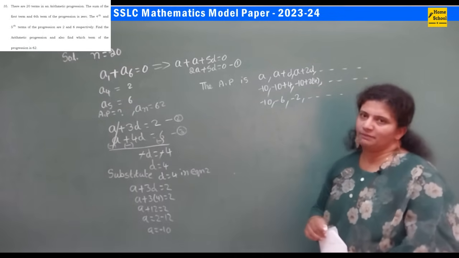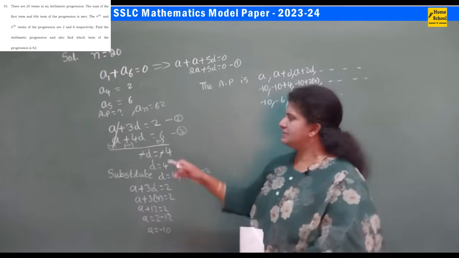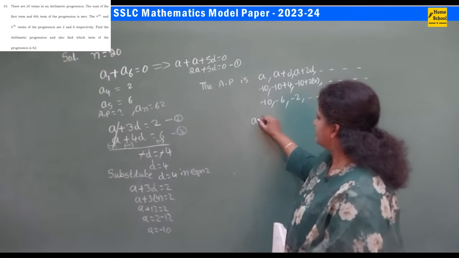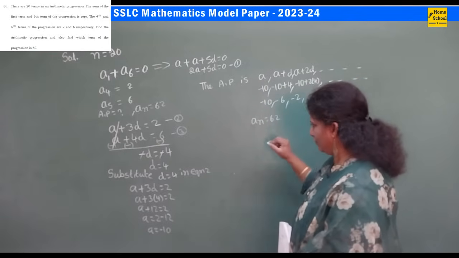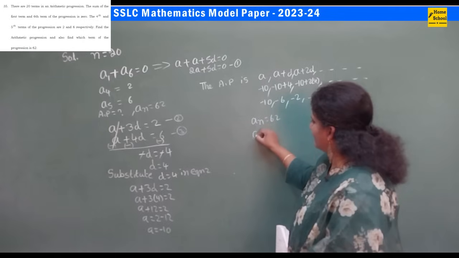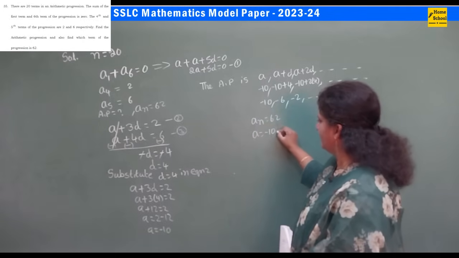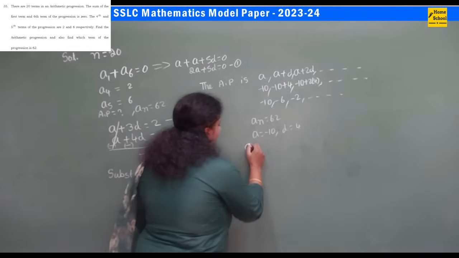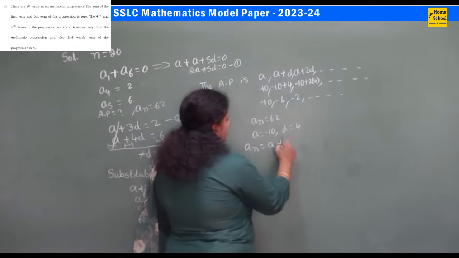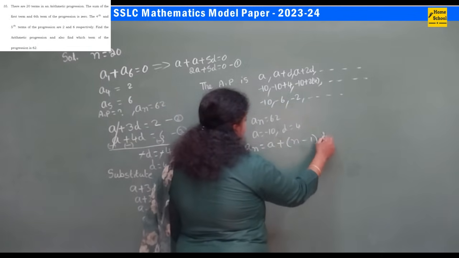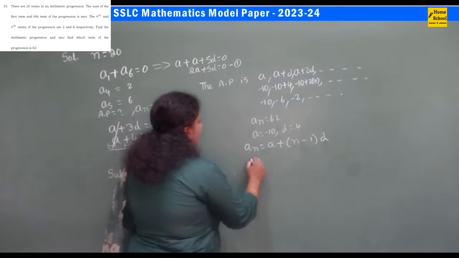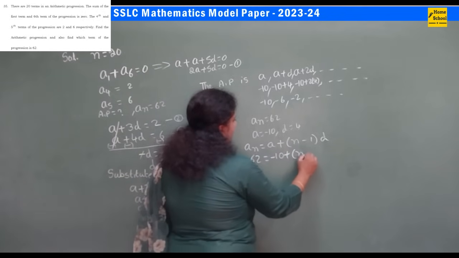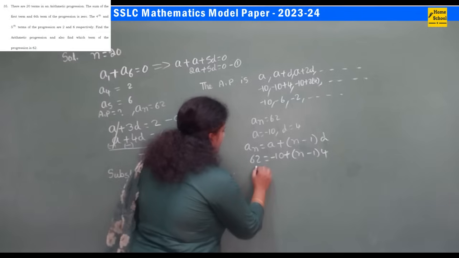Our problem is not completed. Still we need to find which term is 62. Now consider that an is equal to 62. We know that a is equal to minus 10, d is equal to 4. Write the nth term formula. An is equal to a plus n minus 1 into d. An value is 62, a value is minus 10 plus n minus 1 into 4.